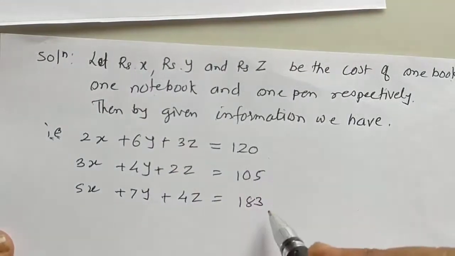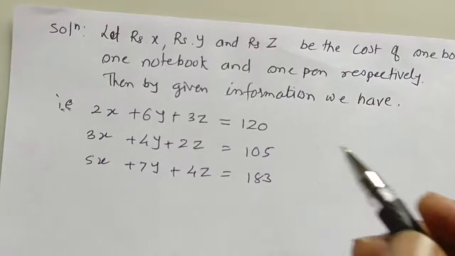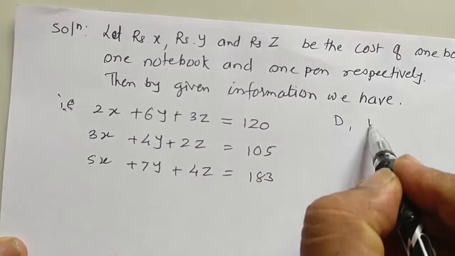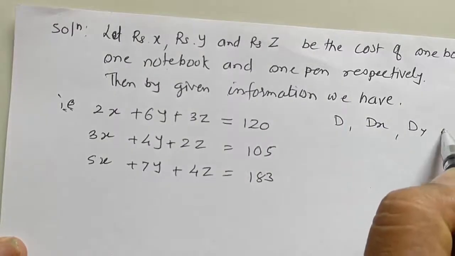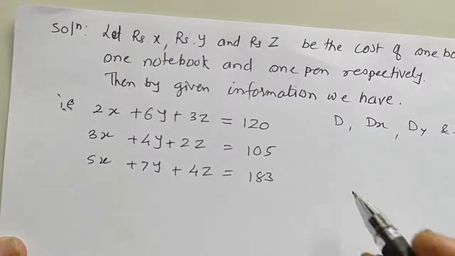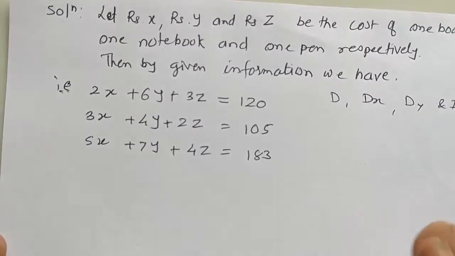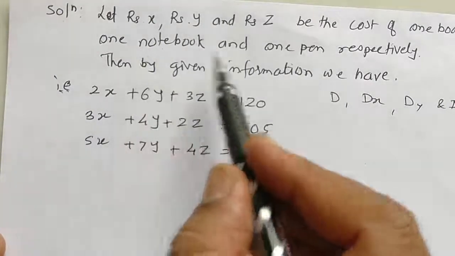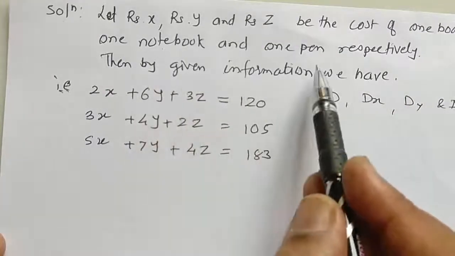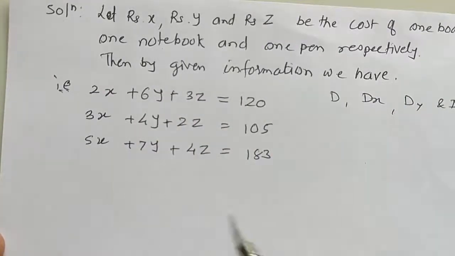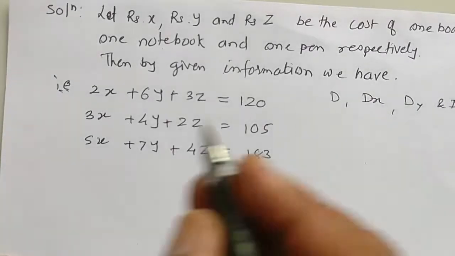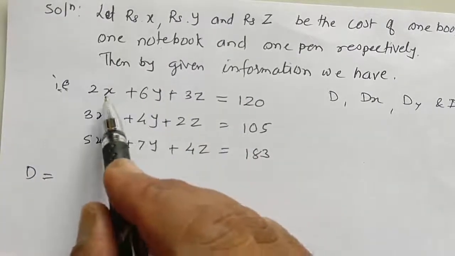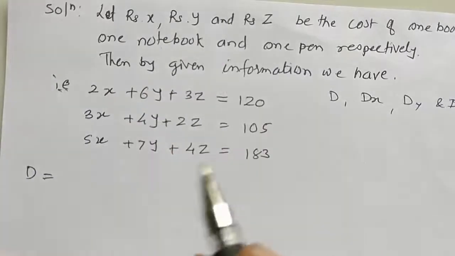These are the system of linear equations. Now by using Cramer's rule, we find the 4 determinants D, Dx, Dy and Dz, and hence we find x, y, z, that is the values of x rupees, y rupees and z rupees, the cost of 1 book, 1 notebook and 1 pen. For that we obtain the determinant D. D is the determinant obtained by taking the coefficients of x, y, z in this system of linear equations.